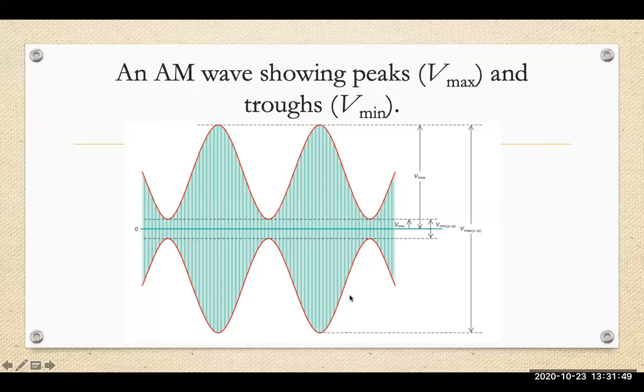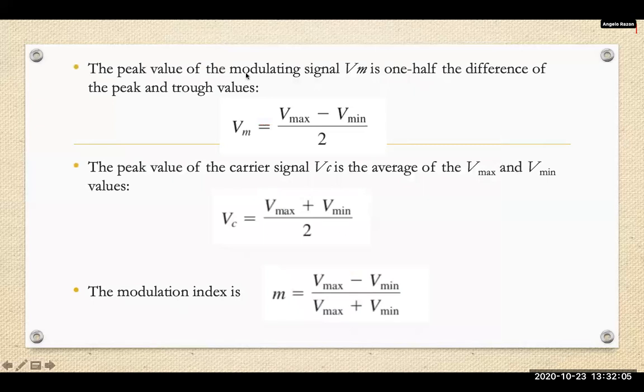Okay, so ano yung gusto kong iparating dito? So when the AM signal is displayed in oscilloscope, actually, the modulation index can be computed from Vmax and Vmin. Okay? Ano yung peak value? The peak value of modulating signal na V sub M is what? 1/2 ng difference nila ng peak and trough values. Tandaan na, Vmax minus Vmin over 2 or 1/2 ng difference nila is equal to the modulating signal. Dapat yun ang lalabasan. Clear?